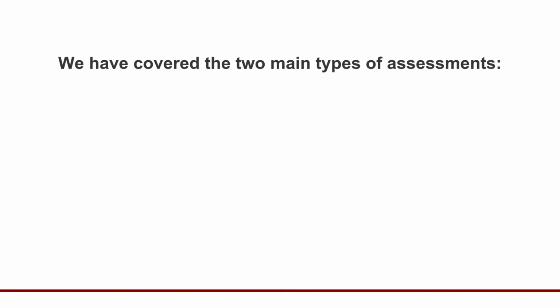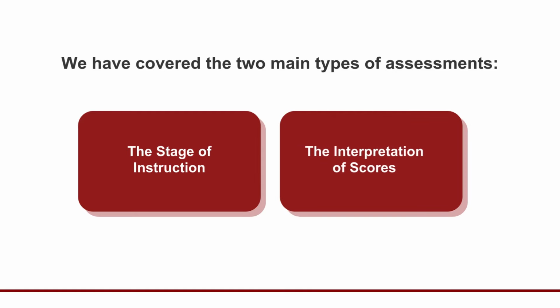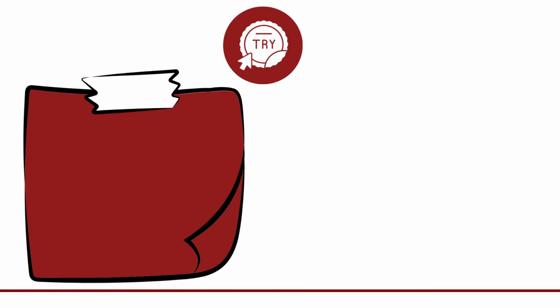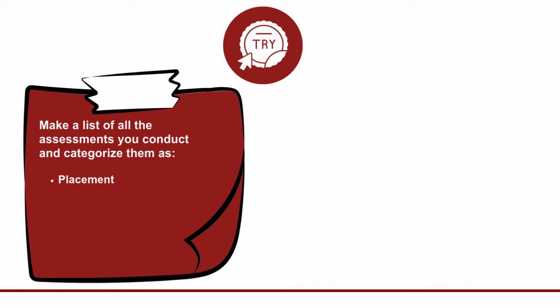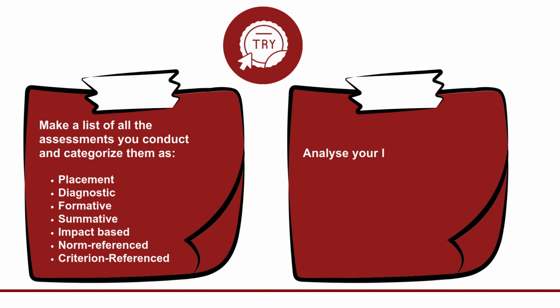In summary, we have covered the two main types of assessments, those based on the stage of instruction and those based on the interpretation of scores. Now it's your turn. First, make a list of all the assessments you conduct and categorize them as placement, diagnostic, formative, summative, impact based, norm referenced, or criterion referenced. Next, take a look at your last formative assessment. Analyze it to identify any learning gaps that need to be addressed in your next class.